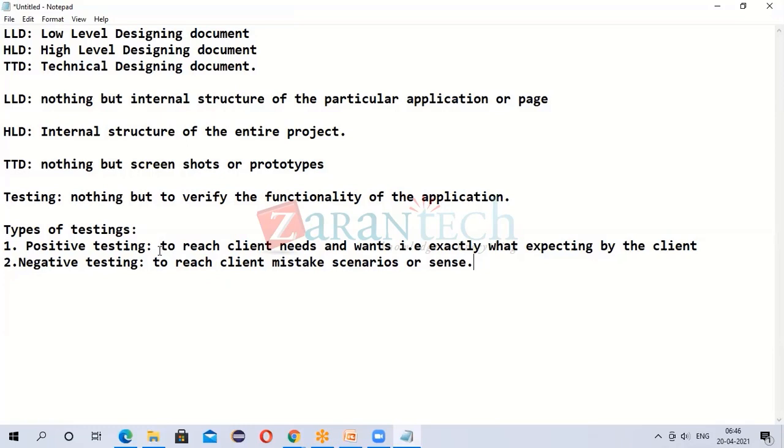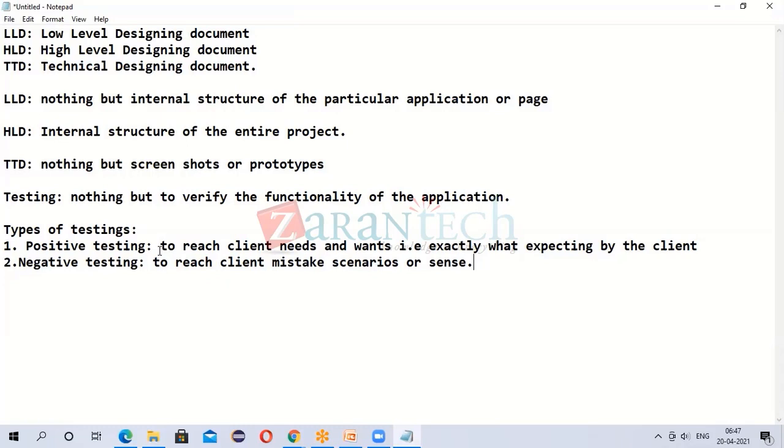I'll give you one example. There is a Gmail login page. Step 1, you enter the username. Step 2, you enter the password. Step 3, you click on the submit button. By entering valid data and verifying whether the data is accepted or not, that is called positive testing. Now you got clear, right?